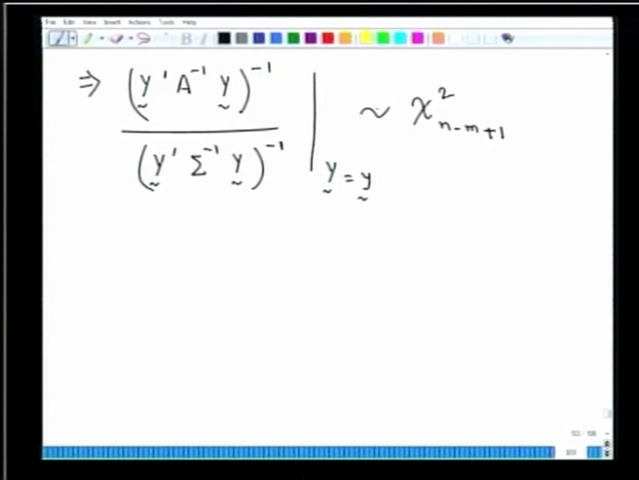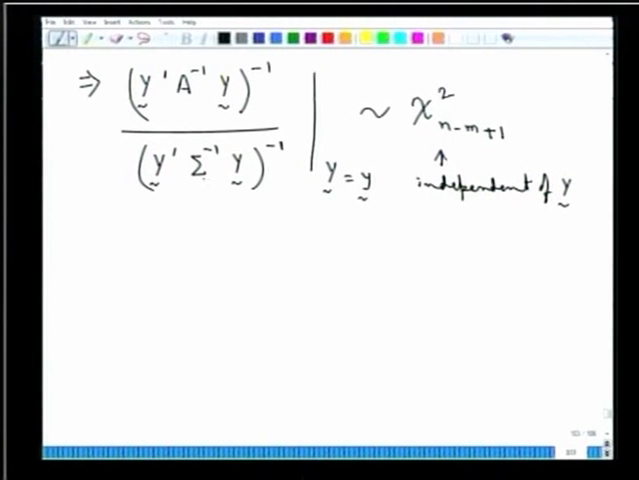Now this chi-square n minus m plus 1 is thus the conditional distribution of the random variable y transpose A inverse y inverse divided by y transpose sigma inverse y, conditioned on y equal to small y. Now we observe that this distribution is independent of the conditioning variable y, because whatever small y the capital Y is fixed at, the distribution is going to be a central chi-square on n minus m plus 1 degrees of freedom.